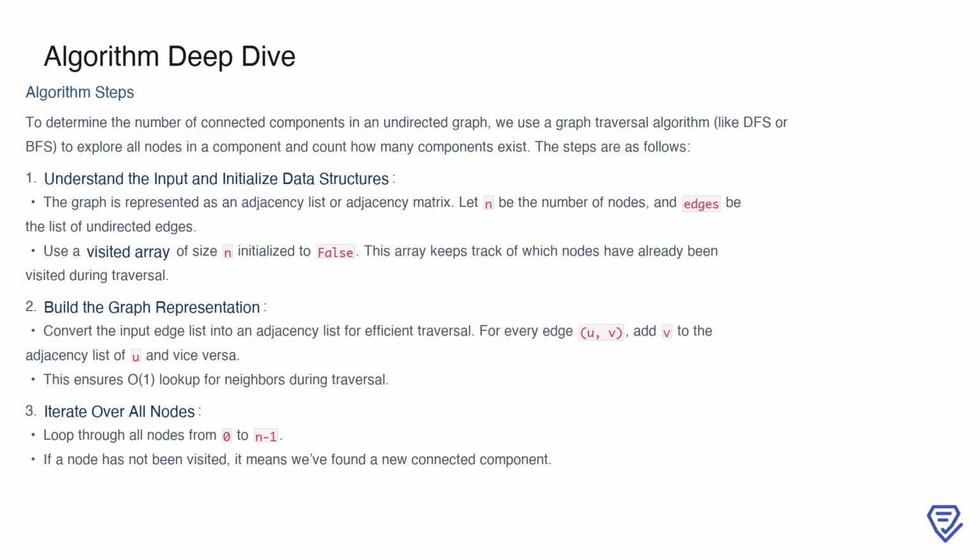Next, we build the graph representation. By converting the edge list into an adjacency list, we ensure efficient traversal. For each edge (u, v), we add v to the adjacency list of u and u to the adjacency list of v. This structure allows O(1) lookup for neighbors during traversal. Once the graph is set up, we iterate through all nodes from 0 to n-1. If a node hasn't been visited, it means we've discovered a new connected component, and we proceed to explore it.